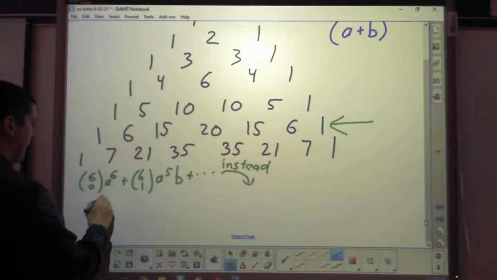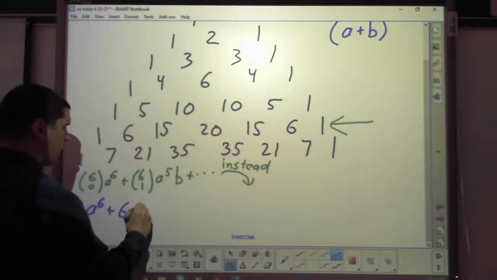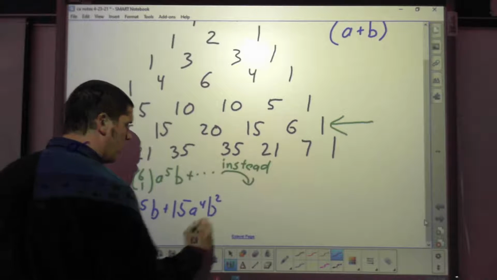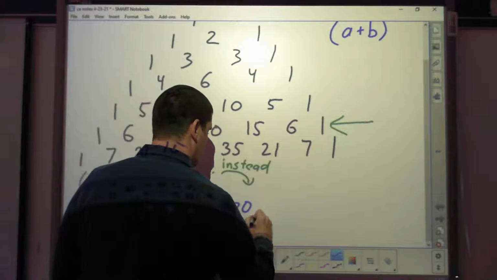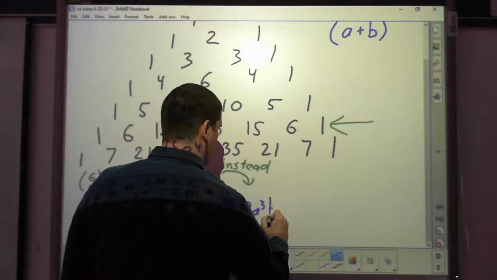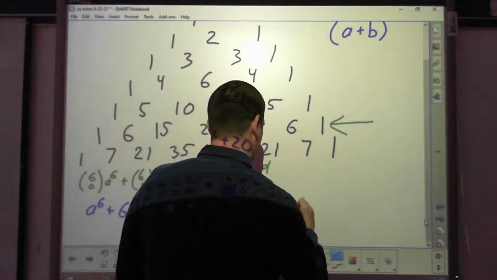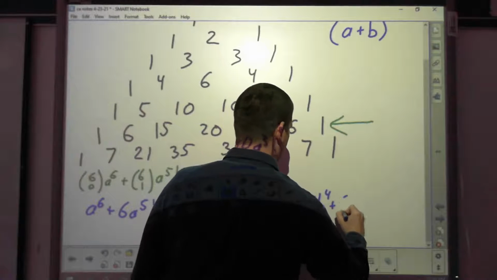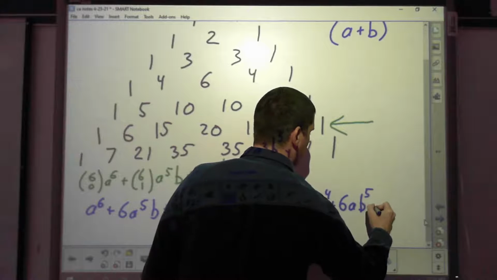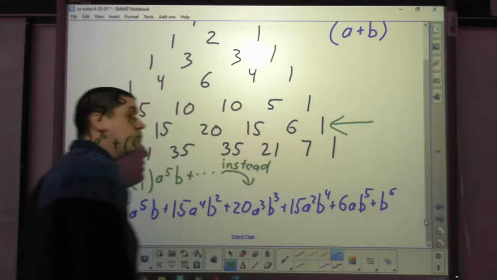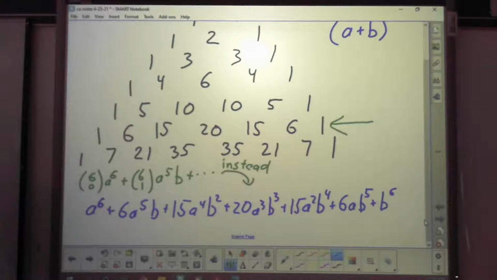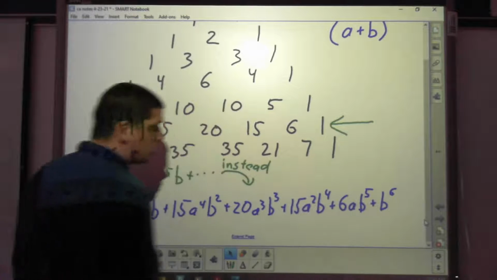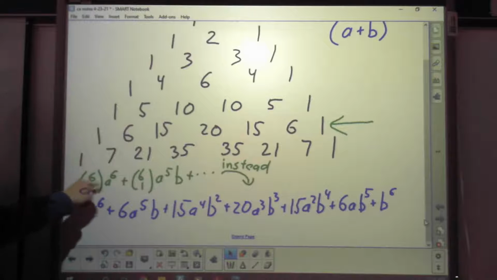So with those being all my initial coefficients, I can just go ahead and say, okay, that's 1, which I'm not going to write, a to the 6th plus 6, a to the 5th b plus 15, a to the 4th b squared plus 20, a to the 3rd b to the 3rd plus 15, a squared b to the 4th plus 6a b to the 5th plus b to the 6th. I'm done. Because of Pascal's triangle, I now know what all those coefficients are. So great, I was able to bypass needing to figure out.